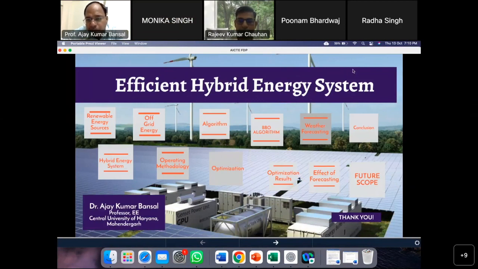Hybrid energy system, and then we will be discussing how we will be optimizing hybrid energy system, and in the last we will be discussing what are the effects of using various forecasted data of weather parameters and what is the effect of that data on the hybrid energy system optimization result.